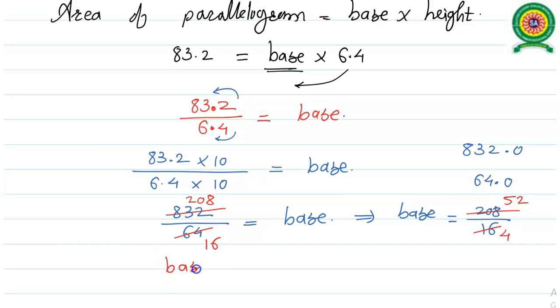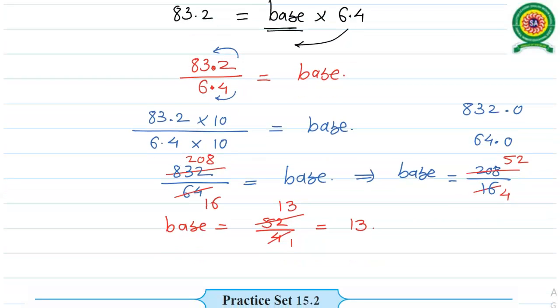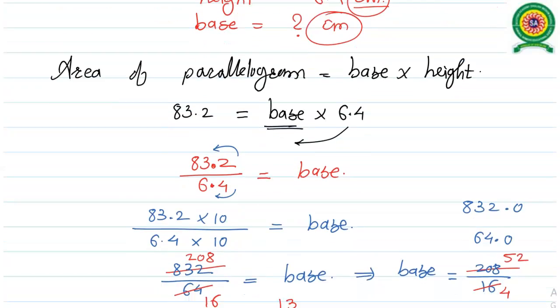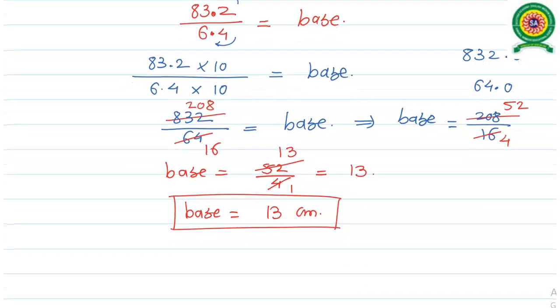So the base value we are getting now is 52 divided by 4. Now we know 4 1s are 4, 4 1s are 4 and 4 3s are 12. That means 13 4s are 52. That means the value of base we are getting is 13, in terms of centimeter for the parallelogram, and the area of parallelogram in terms of square centimeter. So the length of the base of the parallelogram is 13 centimeter.